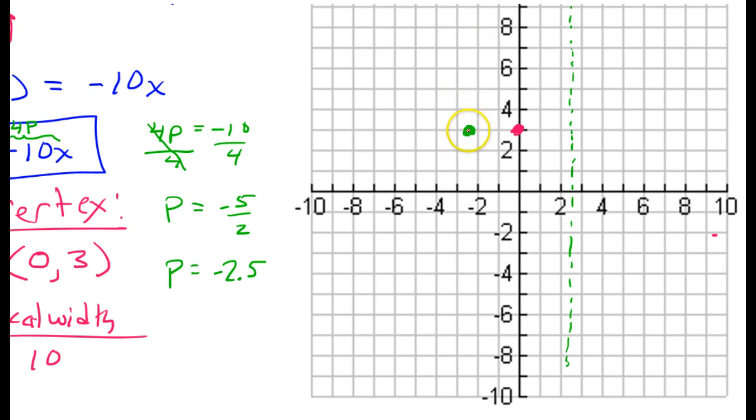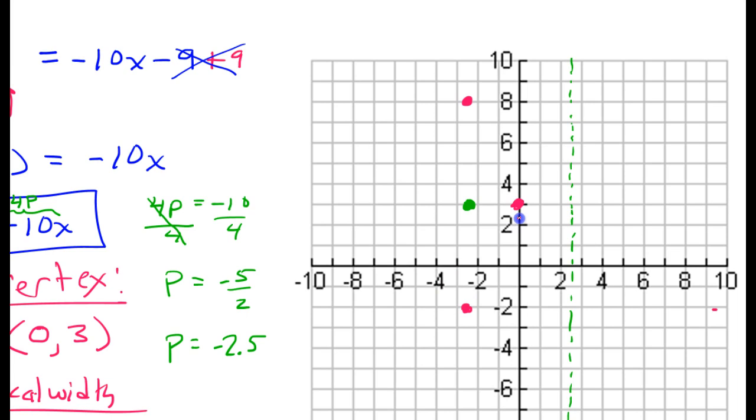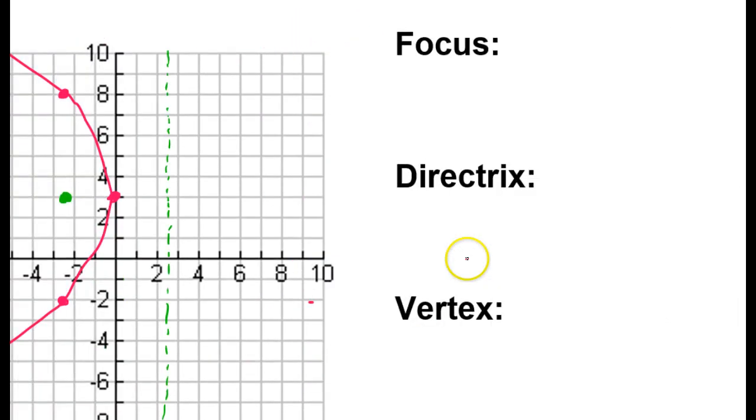That will help me graph because if I start at the focus and I go up 5, and I go down 5, this gives me a total width of 10. So that's the focal width. And these 3 points are enough for me to graph the parabola. Okay, and there it is.